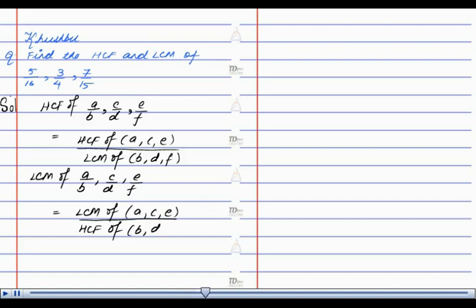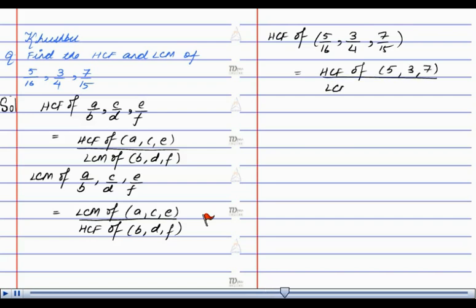Using this concept, we get the HCF of 5 by 16, 3 by 4 and 7 by 15 as the HCF of 5, 3 and 7 divided by the LCM of 16, 4 and 15, which comes out to be 1 upon 15 into 16, that is 1 by 240.